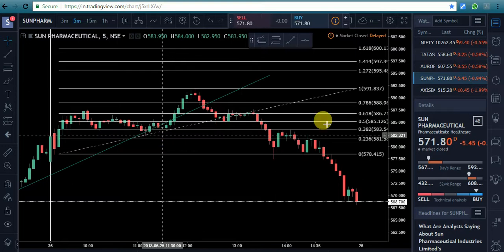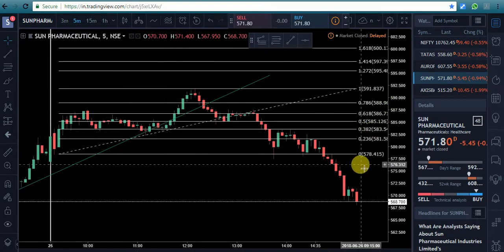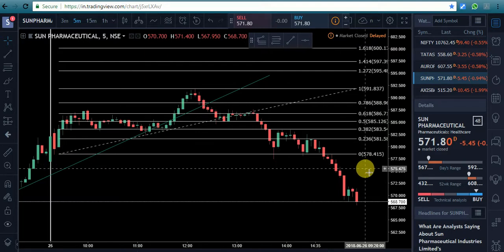See, Fibonacci is a very good tool, you don't need anything else if you have Fibonacci. If you work based on Fibonacci, then the market is very predictable. That I am sure, I can give you 100% sure that the market is predictable if you work based on Fibonacci.